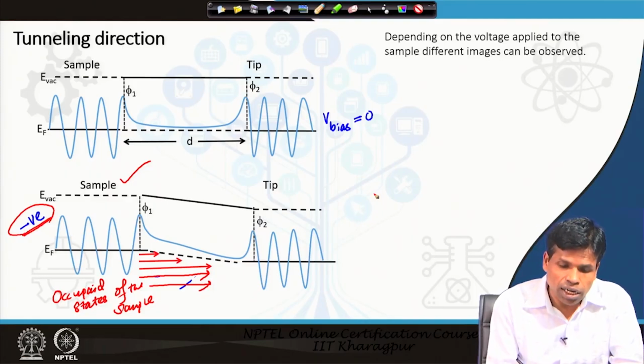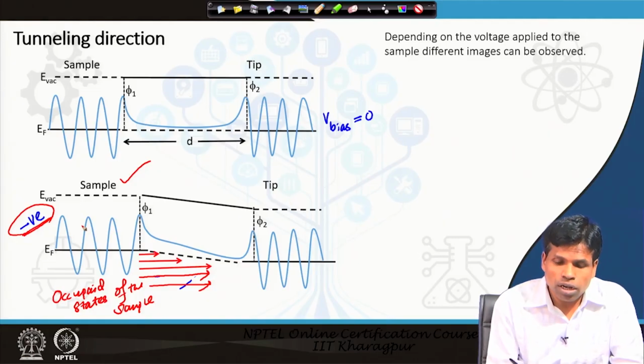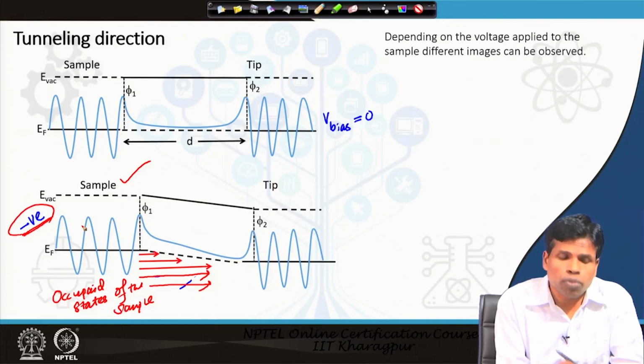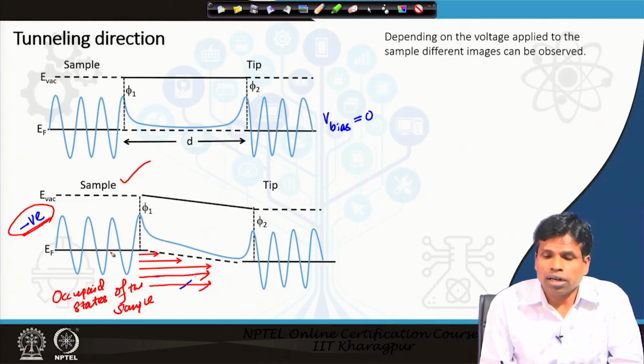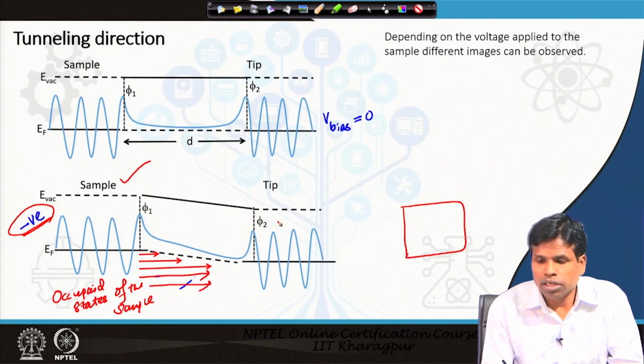If we do the opposite, if we apply a negative potential to the tip and a positive potential to the sample, then electrons will tunnel from the filled states of the tip to the unoccupied or unfilled states of the sample. Then we will see an image of the sample where the atoms have unoccupied levels. So, we can know the density of states, or the electronic structure of the surface, by controlling the voltage applied to either the tip or the sample.